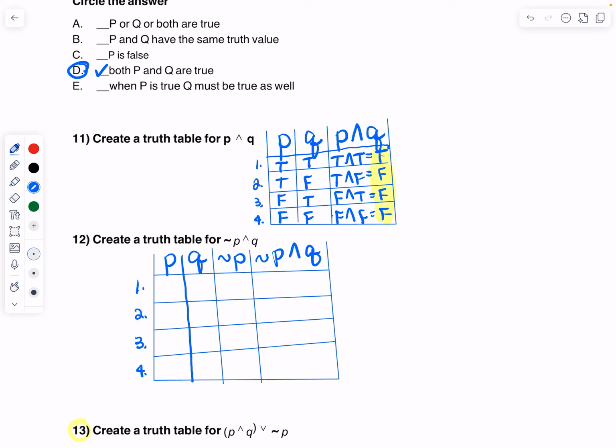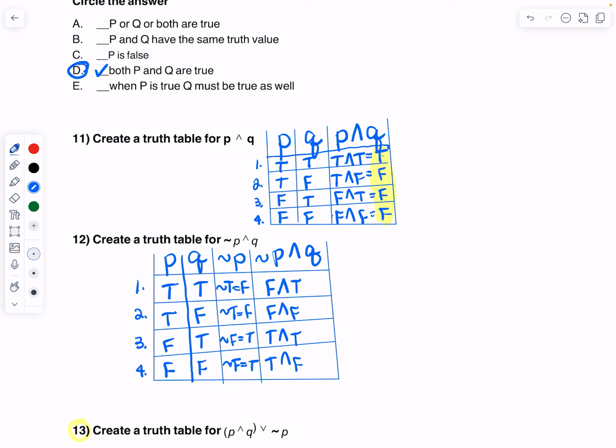P is always going to be true, true, false, false, and Q is always true, false, true, false. Now I'm going to negate the P column. So negation of true equals false. The negation of true again equals false. And in line 3, the negation of false equals true, and the negation of false equals true. So what I'm going to do is I'm just going to put that in for negation P in the next column. So I'm going to write false, false, true, true. I'm going to write and. And then I'm going to write the Q column, which is true, false, true, false.